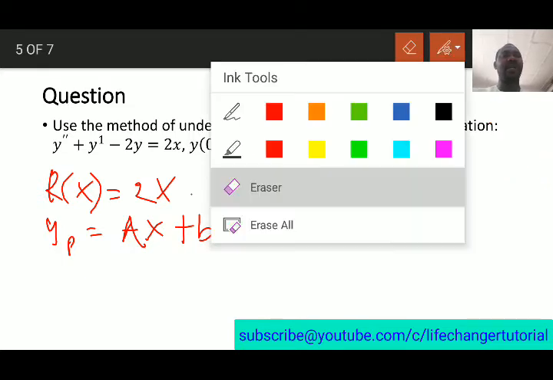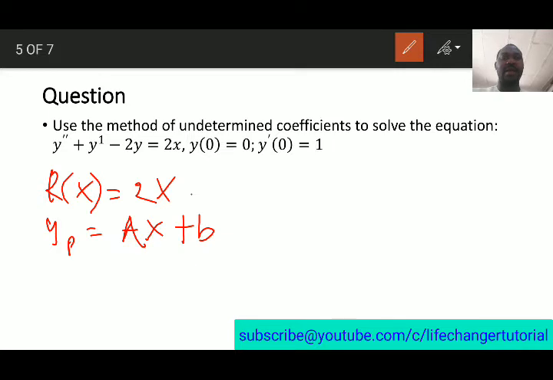Yeah, so we continue with what we are doing. If yp is equal to ax plus b, then we can find y prime p. What is y prime p? To differentiate this will give us a. Then we can find y prime prime p. Differentiating a is going to give us 0. So we can substitute that into this equation.